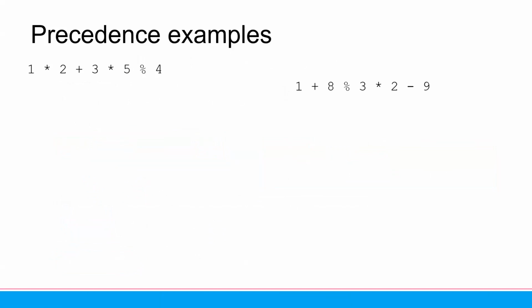Now let's see another example. We have 1 multiplied by 2 plus 3 multiplied by 5 modulus 4. Okay, so it becomes more complex. We will go from left to right. 1 multiplied by 2 goes first. After we have 2, we check again. Now we have the multiplication, and then we do the modulus: 15 modulus 4 is 3. And then we do the addition, so the result will be 5.